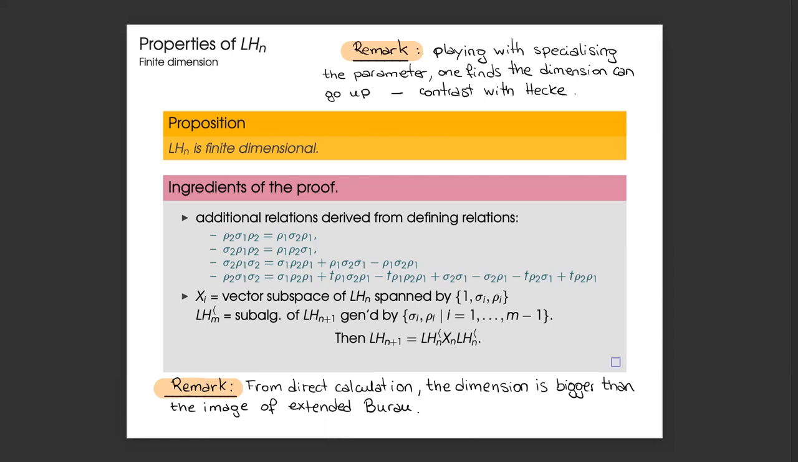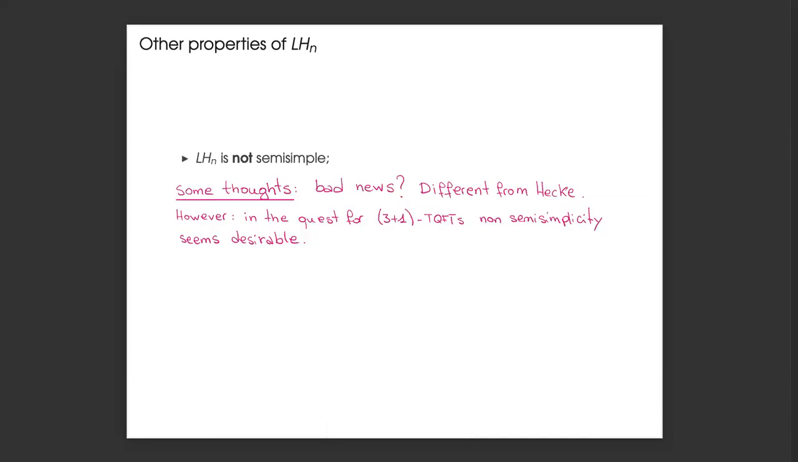One interesting thing is that if we specialize the parameter t, the dimension can go a bit up instead of just with Hecke. The most that could happen is that it went down to the symmetric group. Here it can go up. First news about it is that we could see that it's not semi-simple. Initially, we took it as bad news because it's different from Hecke algebras.